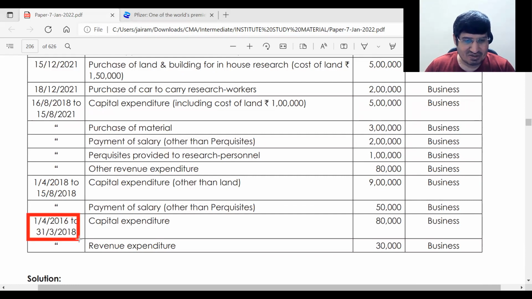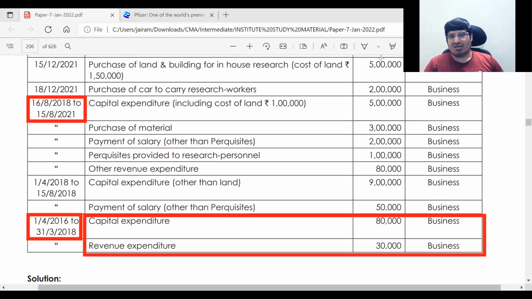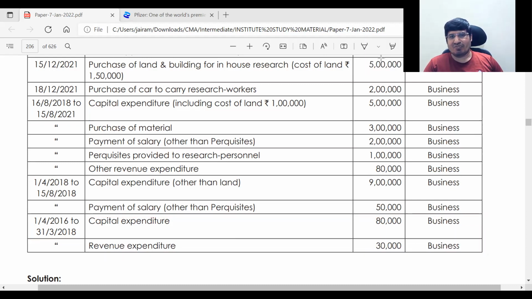ये 31/3/2018 में एंड हो रहा है, whereas हमारे 3 years वाला पीरियड जो है ना is this. So this is 16/8/2018. So 31/3/2018 is earlier than this, correct? So this period is also earlier than your 3-year period. इसीलिए ये खर्चा whatever it is you will not get. That's all. बस इतना ही है प्रॉब्लम.